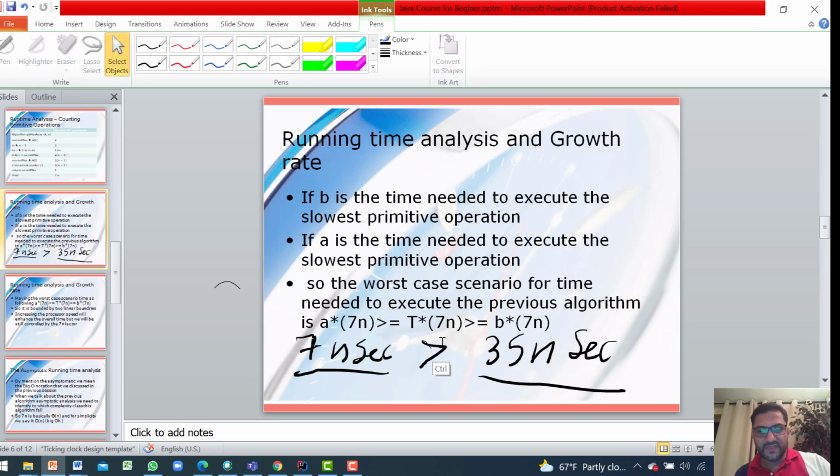So my T is something here, which I consider T of 7n is the worst case scenario. It's between here and here. So again, if you look at this, it's always a parameter, constant or linear number, multiplied by n here and there.